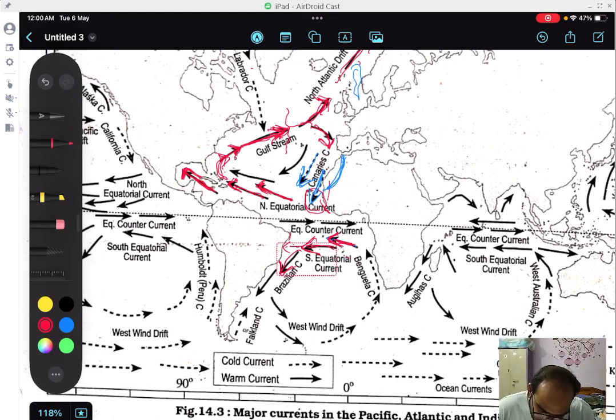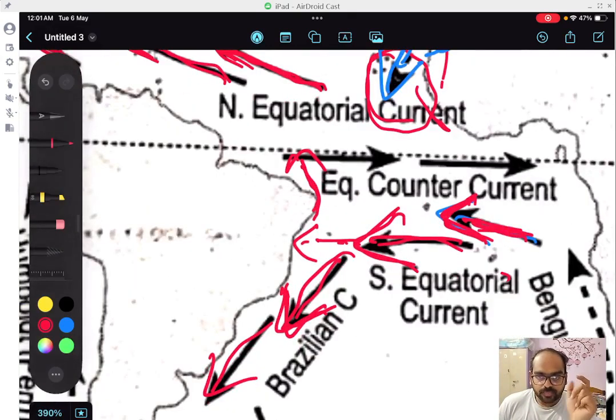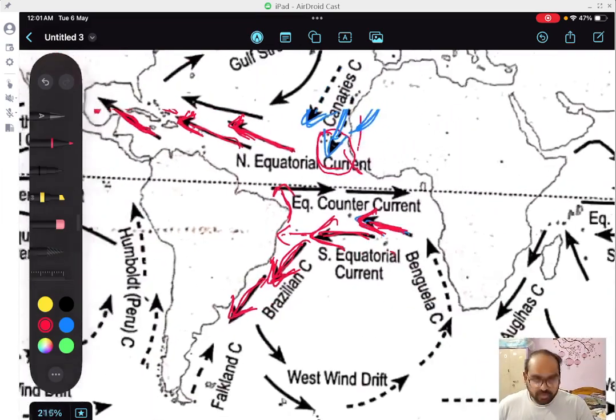One branch moves northward and joins the north equatorial current, and one branch moves towards the south as the Brazilian current. The south equatorial current moves from the west coast of Africa towards the east coast of South America because of southeast trade winds. Once it hits the Brazilian coast, two branches are generated. One moves northward and joins the north equatorial current, and one moves southward as the Brazilian current. Both are warm in nature.